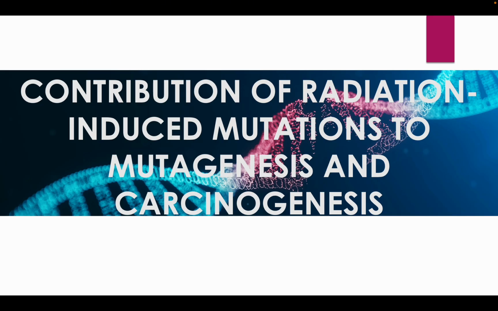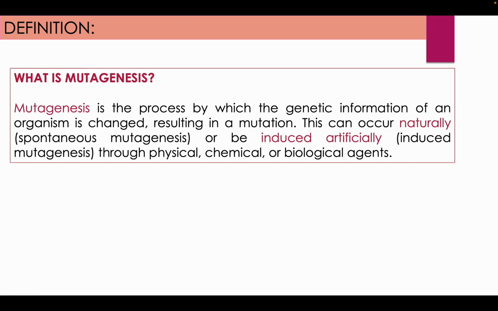So before we go to the contribution of radiation-induced mutations, let us first define mutagenesis and carcinogenesis. Now, what is mutagenesis? Mutagenesis is the process by which the genetic information of an organism is changed, resulting in a mutation. This can occur naturally, which we call spontaneous mutagenesis, or it can be induced artificially, which we call induced mutagenesis, through physical, chemical, or biological agents. So to define mutagenesis in a shorter way, it is the process by which genetic mutations are generated.